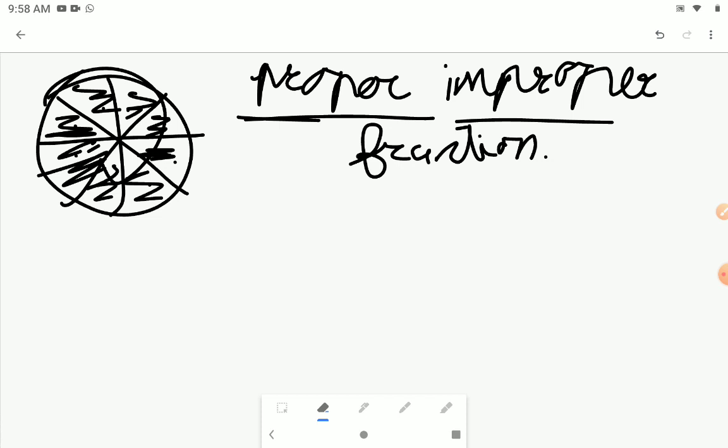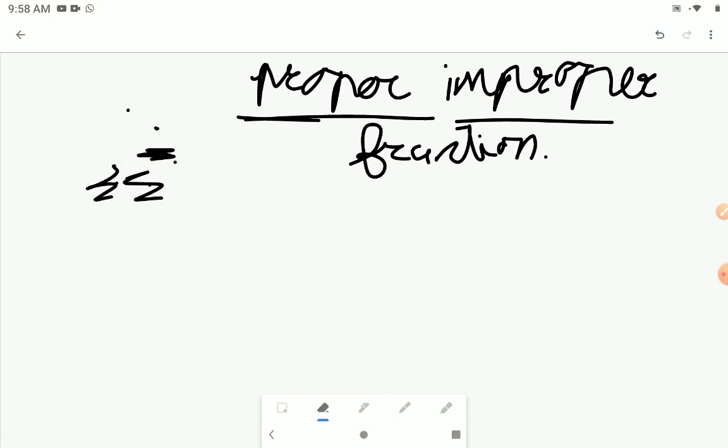And proper fraction means the numerator is smaller.